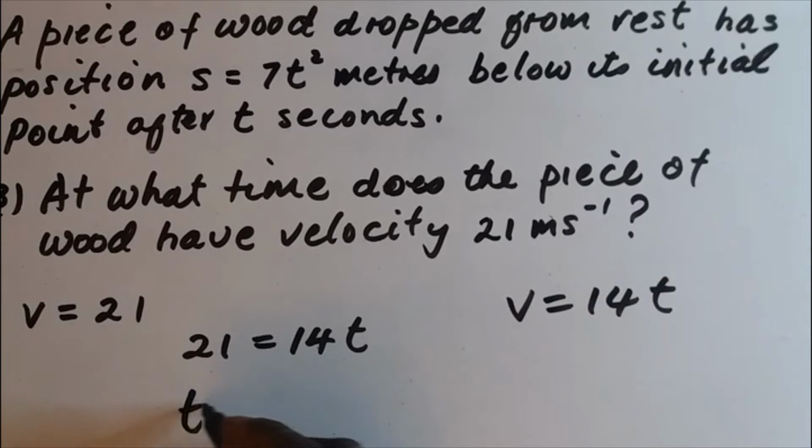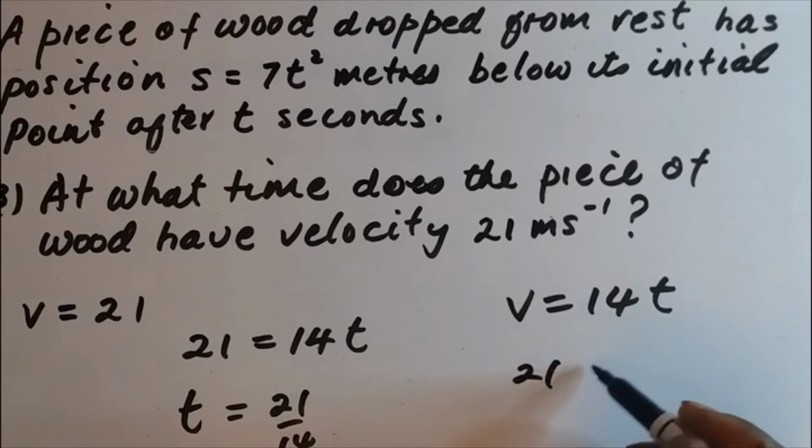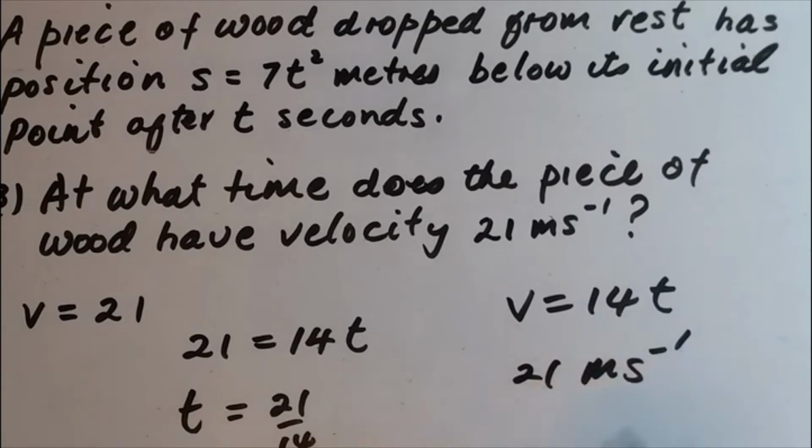And our solution here, t, is 21 over 14, which gives us 1.5 seconds. So hence, the piece of wood has velocity of 21 meters per second.